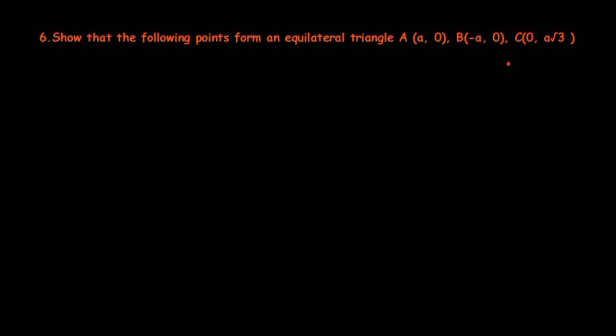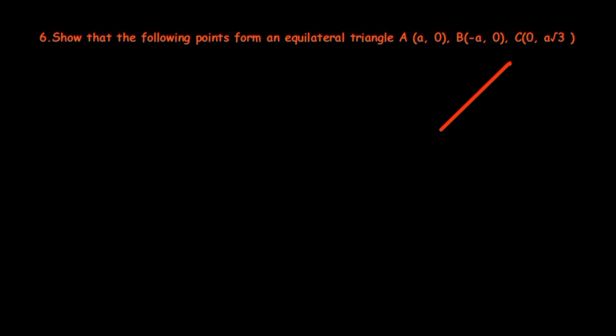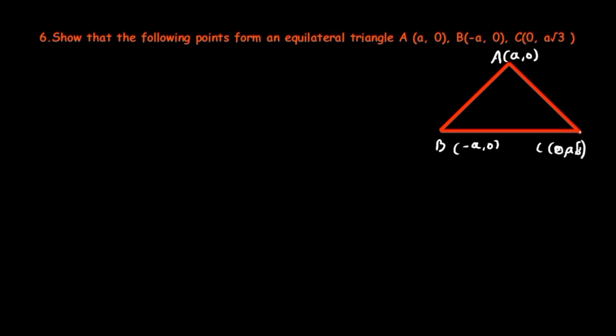Show that the following points form an equilateral triangle. So what is the meaning of equilateral triangle? The equilateral triangle means having 3 sides equal. So you can observe on the screen, I have taken a triangle. The points are A, comma 0, and here is B, minus A, comma 0, and this is the point C, 0, comma A root 3. So these are the 3 points given here.